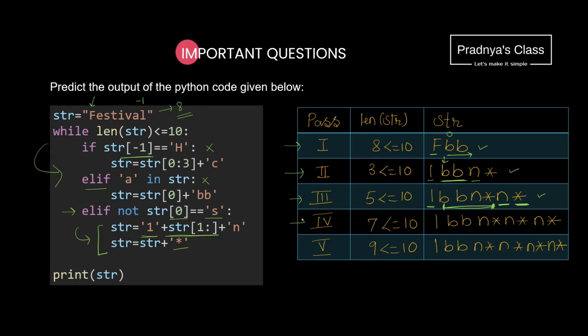The same process we are going to repeat for the 4th and the 5th pass. Because the first condition will not get satisfied, the second also will not get satisfied. Ultimately we will come to this portion itself. When we come to the 5th pass, the length of the string is not less than or equal to 10. That's why we will stop. So finally when we print str, we will get this output.